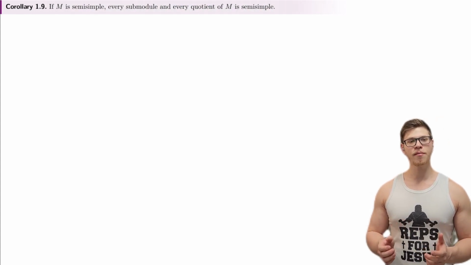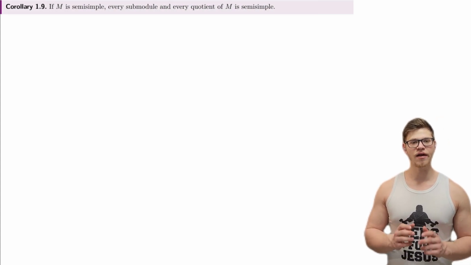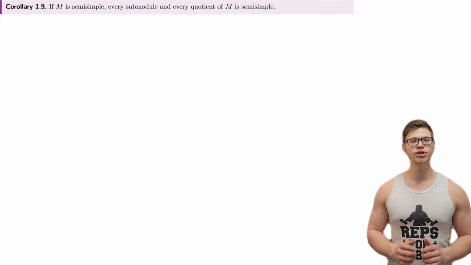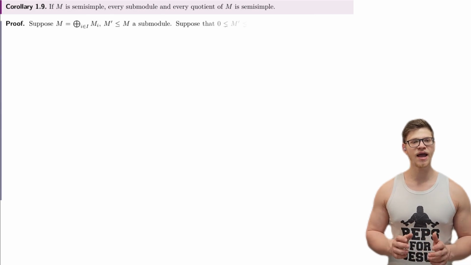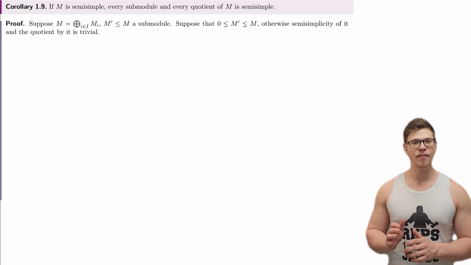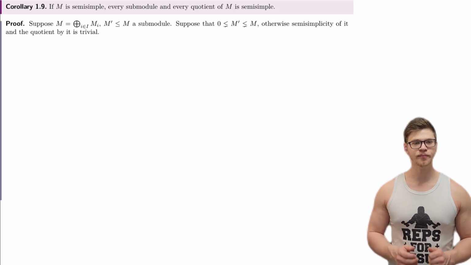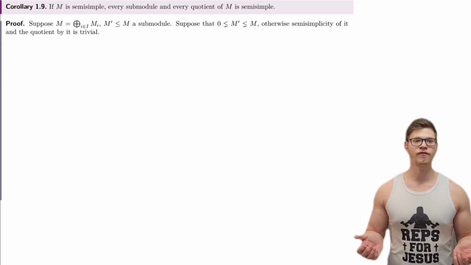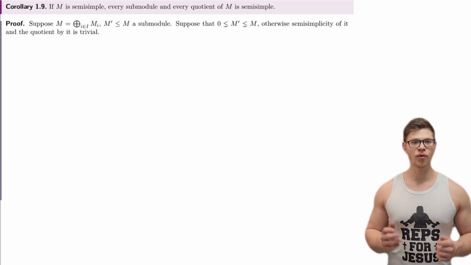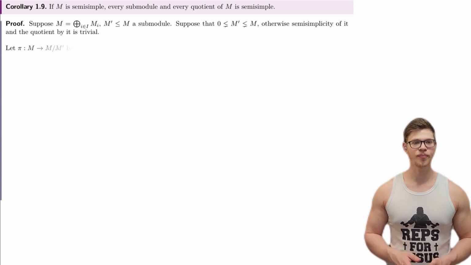If M is semisimple, every submodule and every quotient of M is also semisimple. For the proof, we first prove that every quotient is semisimple. Let M be the direct sum of m_i indexed over capital I, and let M' be a submodule. Suppose that M' is non-zero and not equal to all of M, as otherwise the corollary is trivial, because the quotient is either going to be 0 or isomorphic to all of M.